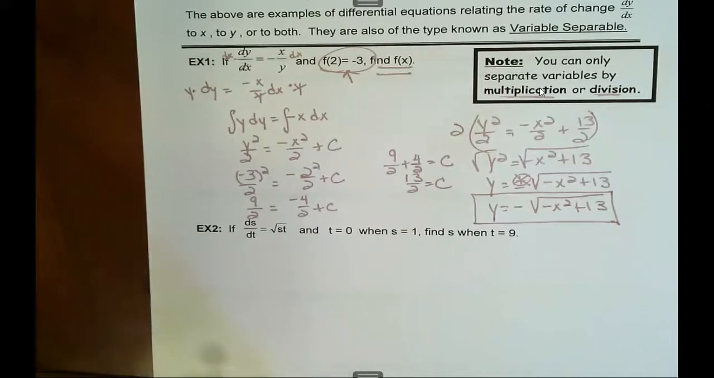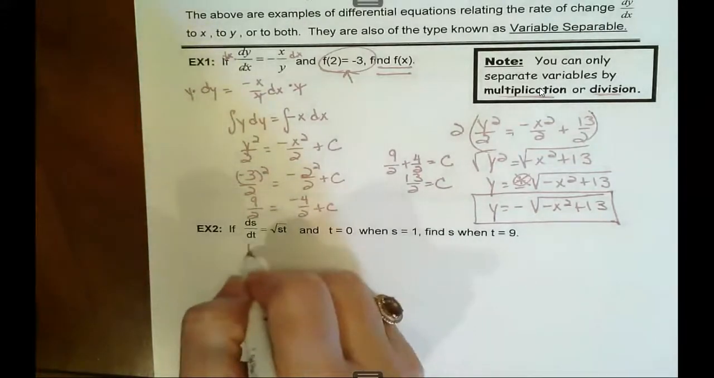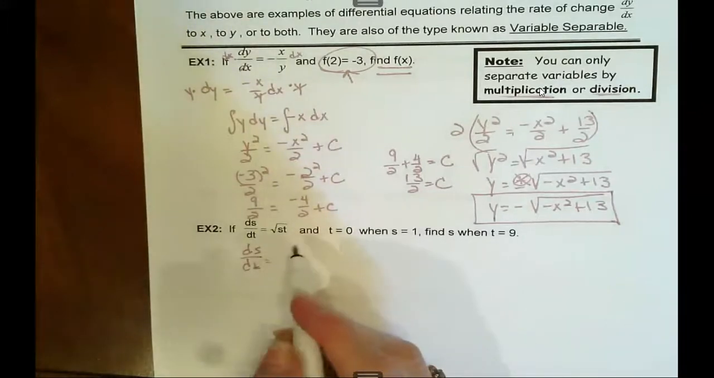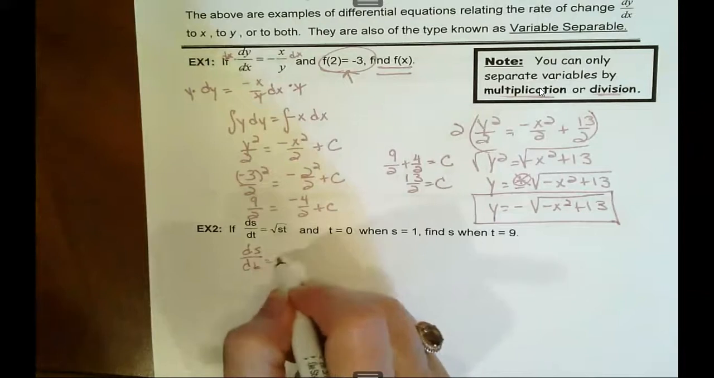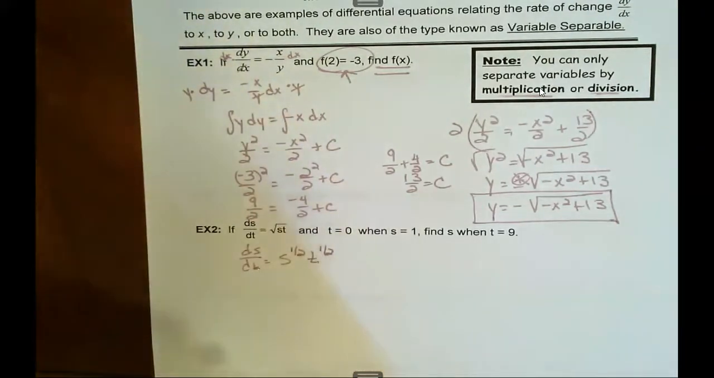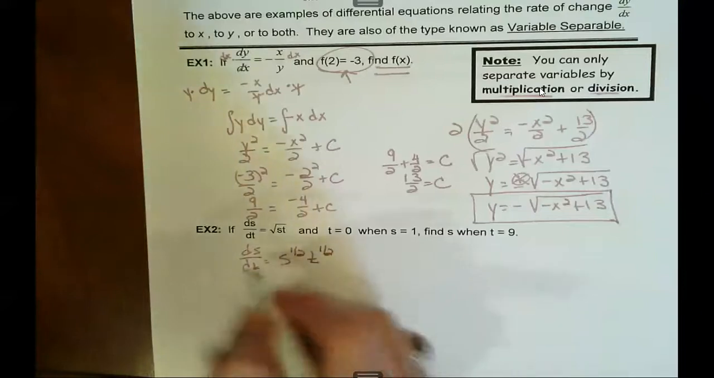So here we go. For this one, we got ds dt equals the square root of st, or that's s to the 1/2 power t to the 1/2 power. And since we're going to have to separate them, we probably need to go ahead and give each one their own exponent. Then we're going to multiply by dt.